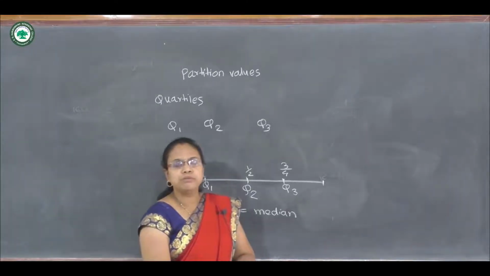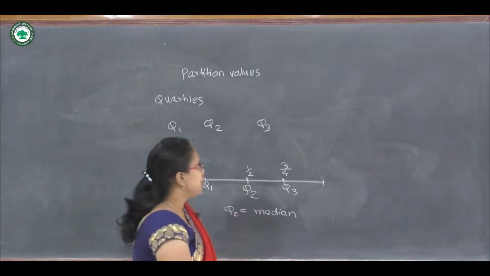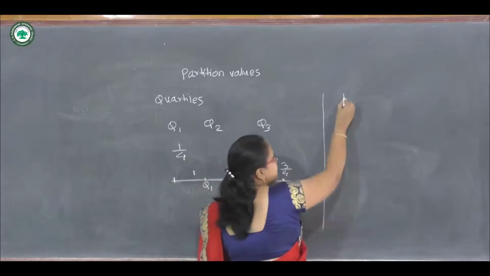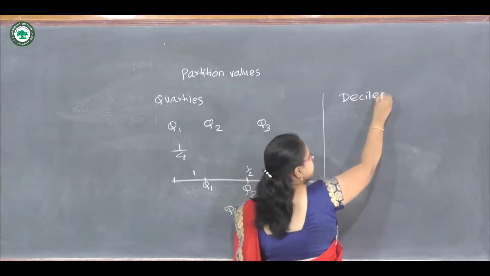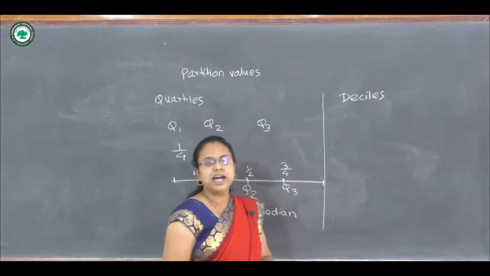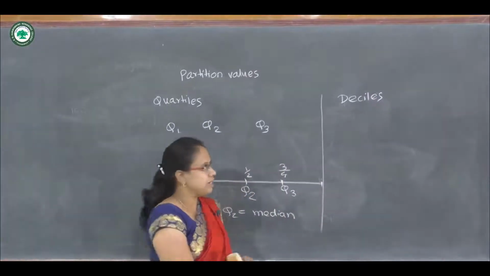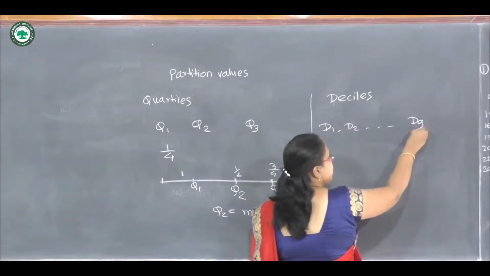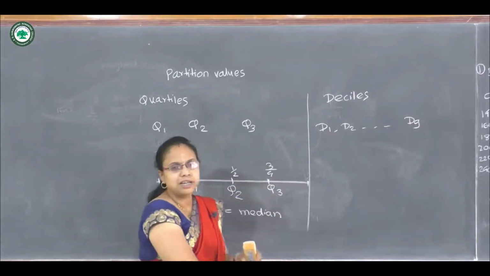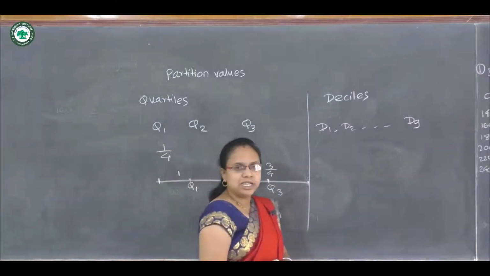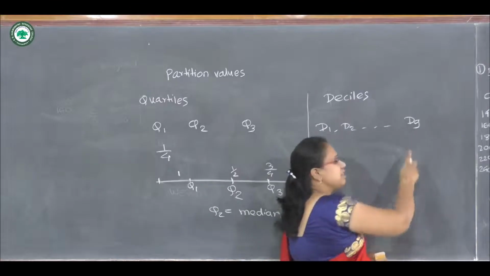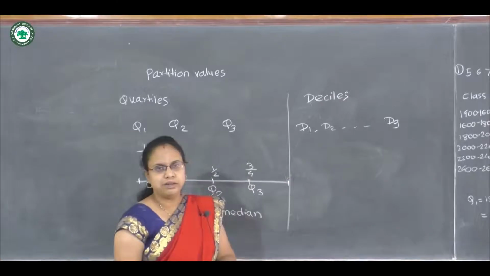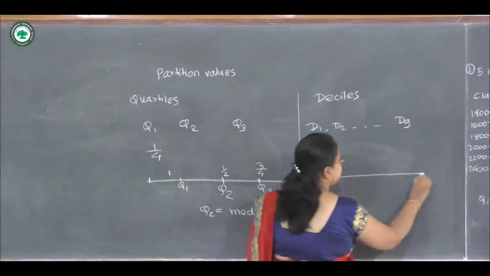Similarly, we have more partition values like deciles and percentiles. So deciles means which divides the entire data into 10 equal parts. So there are D1, D2 up to D9. So D1 means first decile, D2 is second decile, and in this way D9 is the 9th decile. So this divides the data into 10 equal parts like this.